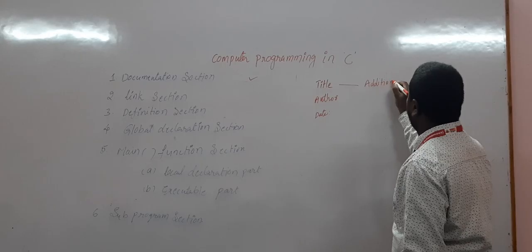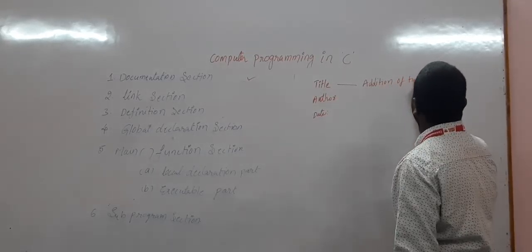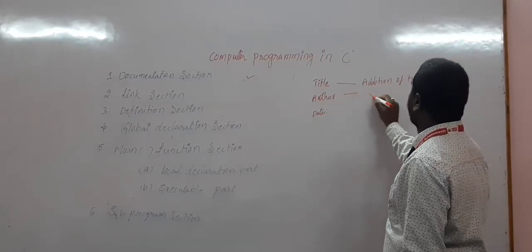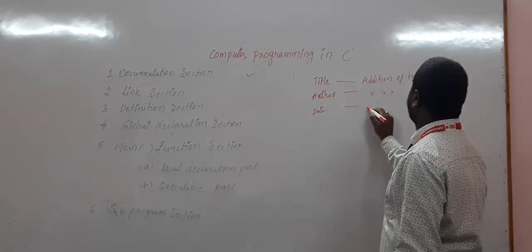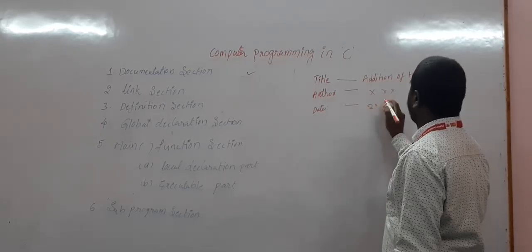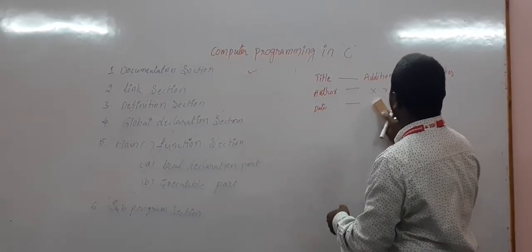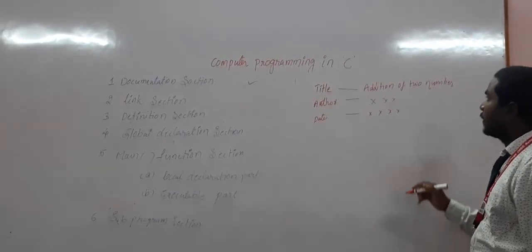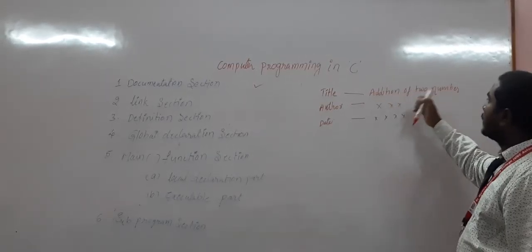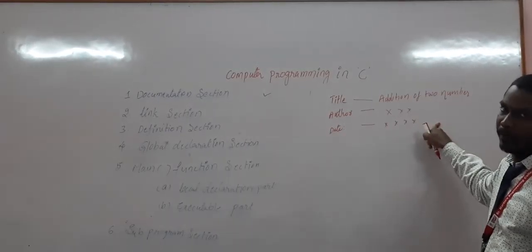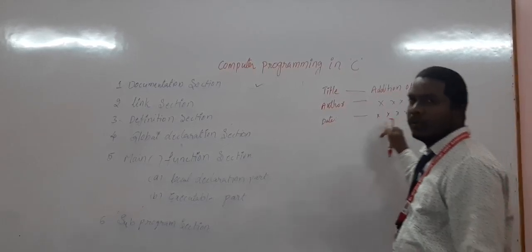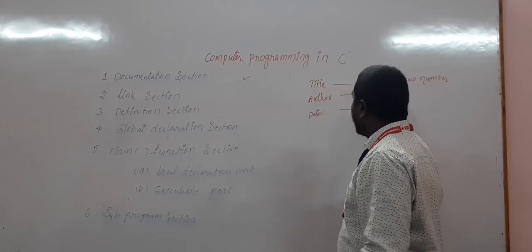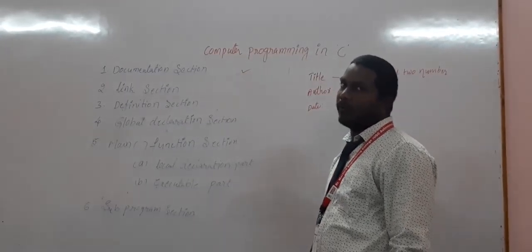The title is, for example, addition of two numbers. The author is some X. The date can be anything. In the documentation section, the programmer mentions the details of the program, which program is being written. So the programmer mentions the details of a particular program in the documentation section.